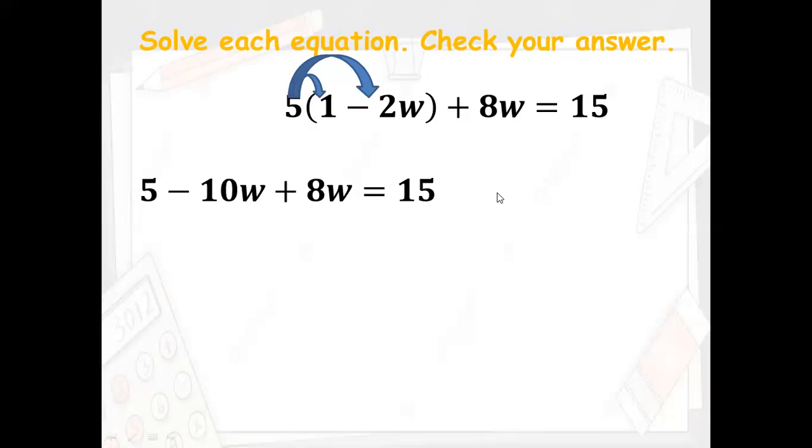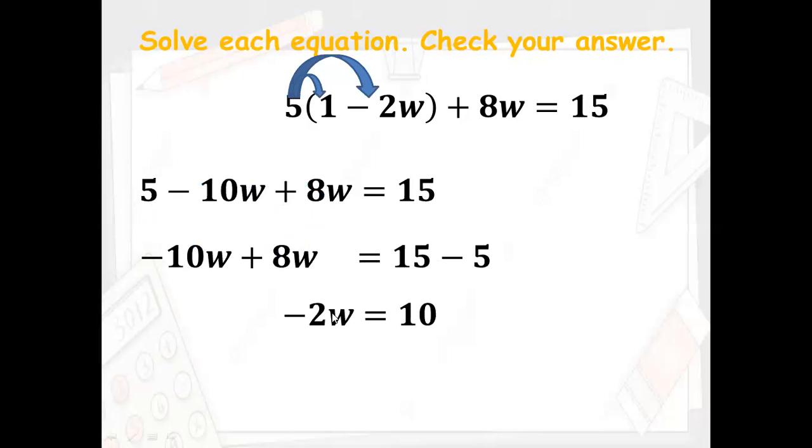All that you have to do is arrange this equation. Now keep the numbers on one side and keep the variables on one side. So I'm just going to move this positive 5 to the other side. So that will become a minus 5. So -10w plus 8w. They don't change the signs as they are already on the same side.